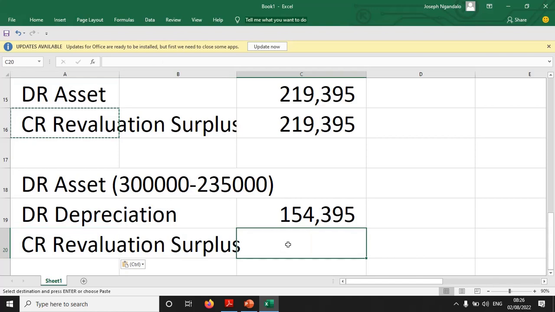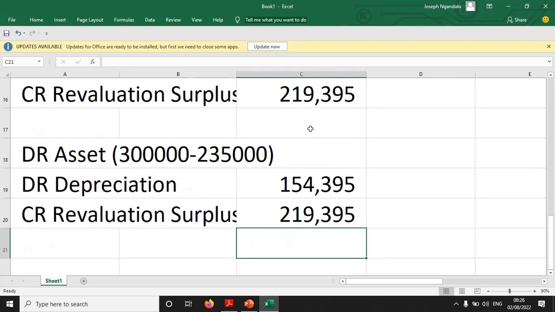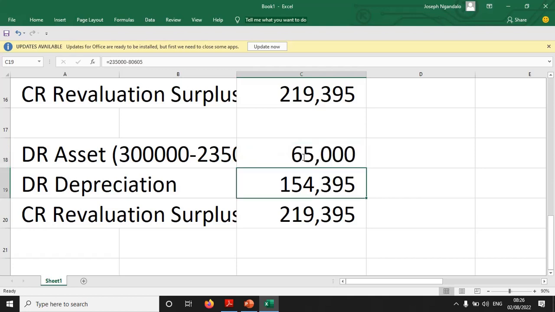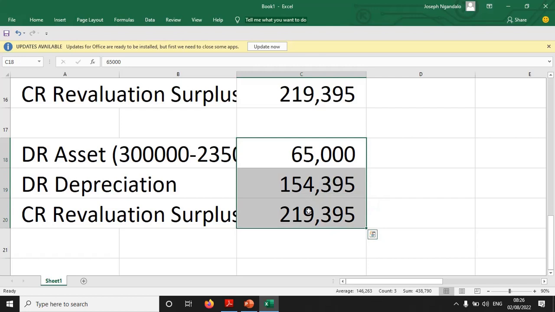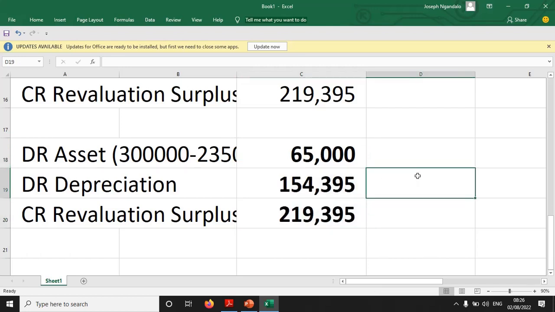Okay, so how much was the surplus? Can you see that number there? Now I want you to find the difference between 300,000 and 235. What's the difference? 60 what? Now I want you to confirm if we are balancing. Are we balancing? Yes. So what is the option that you go for? Option A, right? Now I want you to ask questions where you are not clear.